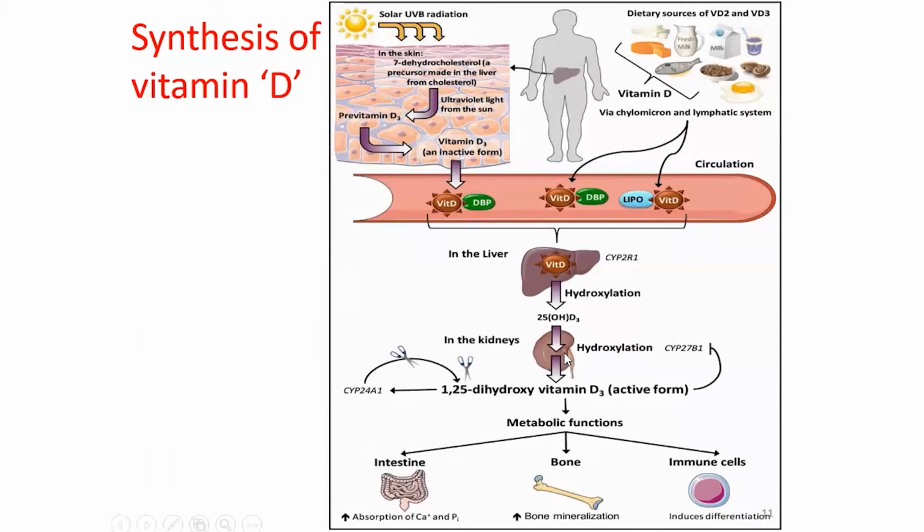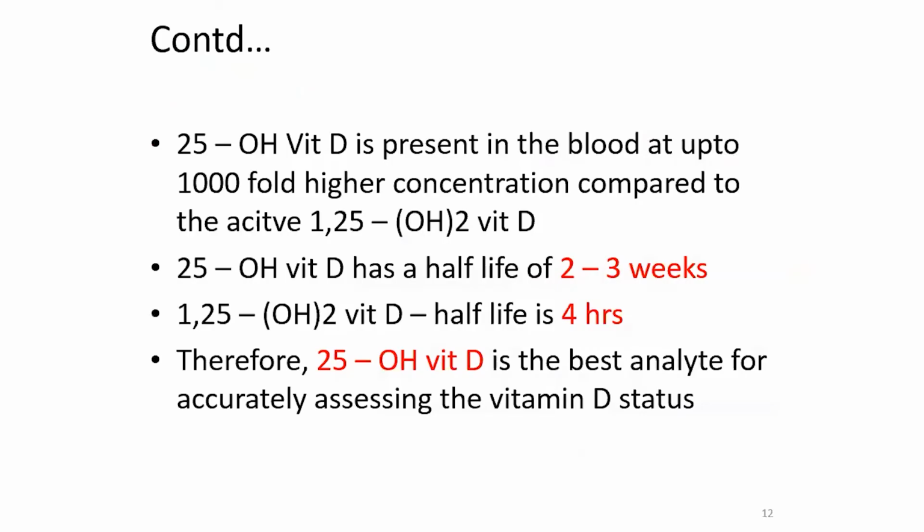In the kidneys, it is acted upon by the 1-alpha hydroxylase enzyme, converting 25-hydroxy D3 into 1,25-dihydroxy D3, which is the active form of the vitamin, otherwise known as calcitriol. Principally, it mediates three functions: acting through the intestine, acting through the bone, and acting through the kidney. We'll see those functions in my coming slides.